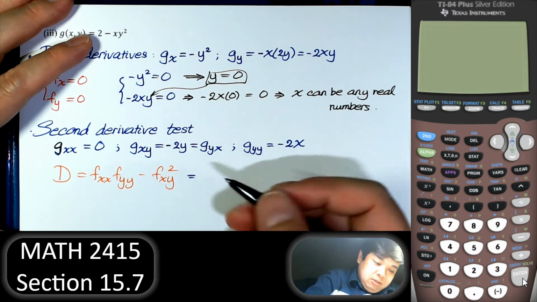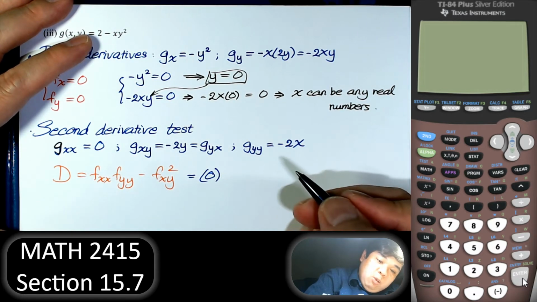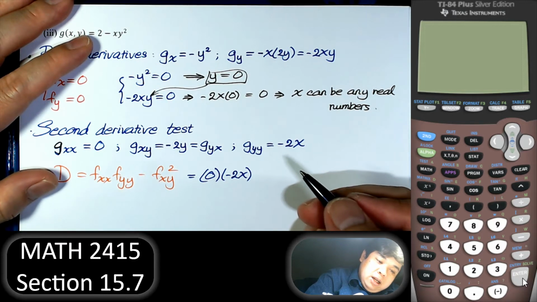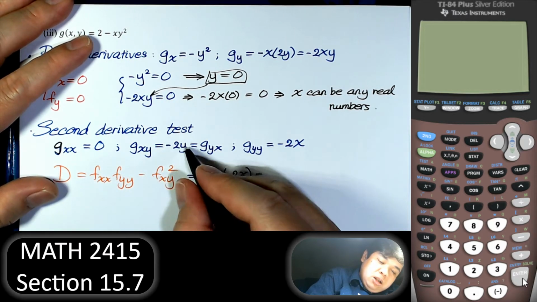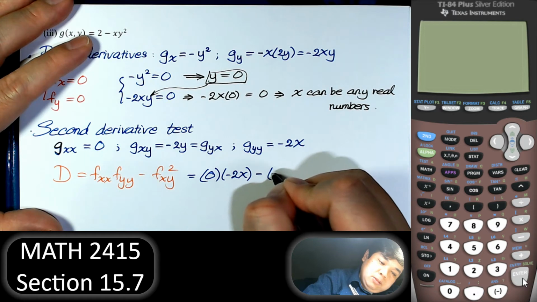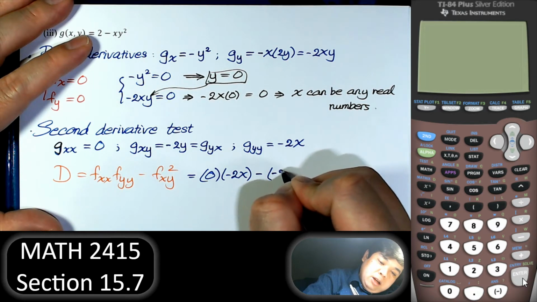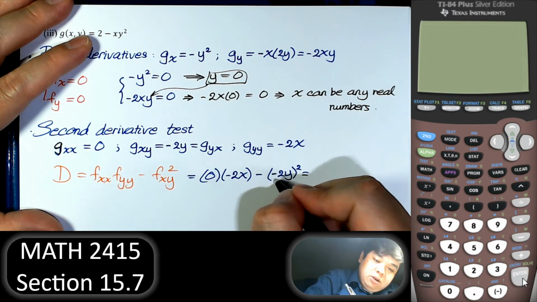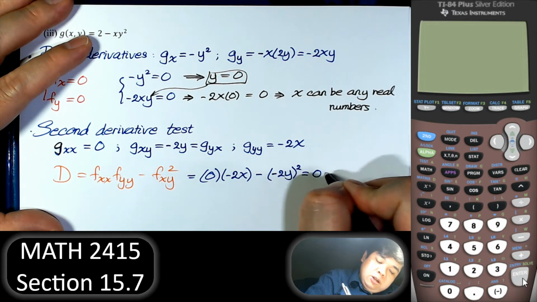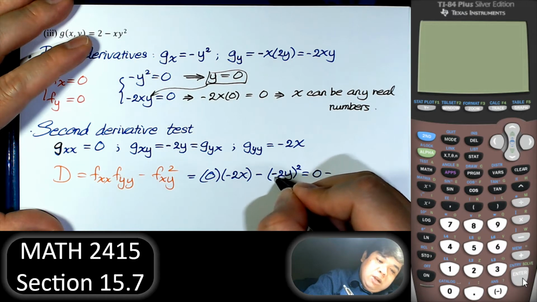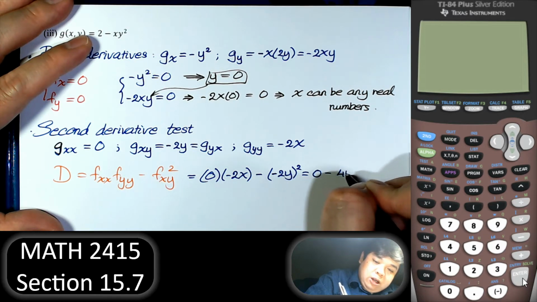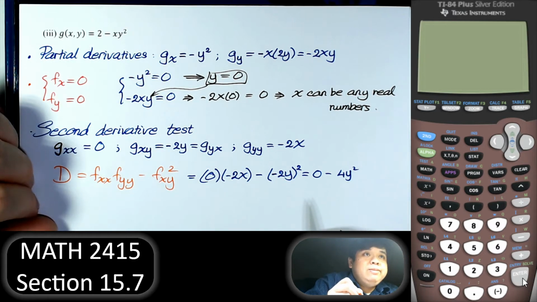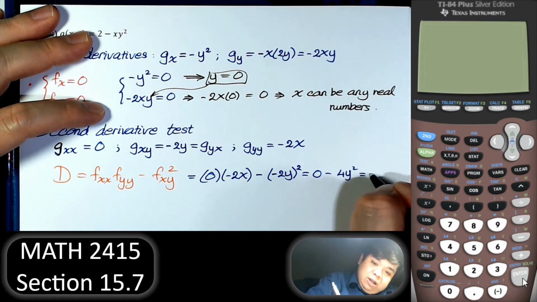f_xx is 0, f_yy is negative 2x, minus negative 2y squared. So that is 0, and then negative 2y squared gives 4y squared. So that's just negative 4y squared.